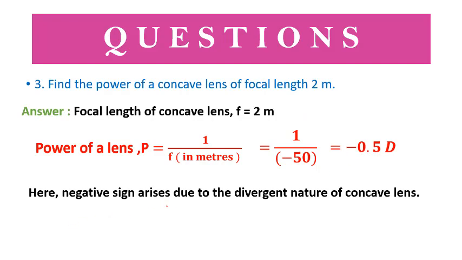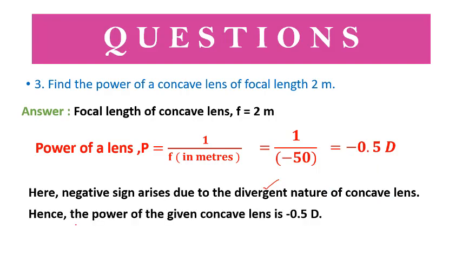Here the negative sign arises due to the divergent nature of the concave lens. Due to the nature of the concave lens, you get a negative sign. And the power of the given concave lens is minus 0.5 D.